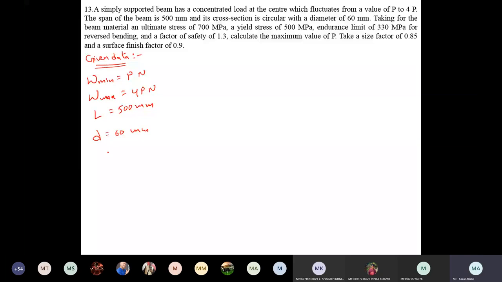Taking the beam material, the ultimate tensile strength is 700 megapascal, and the yield tensile strength is 500 megapascal. The endurance limit sigma E is given as 330 megapascal.